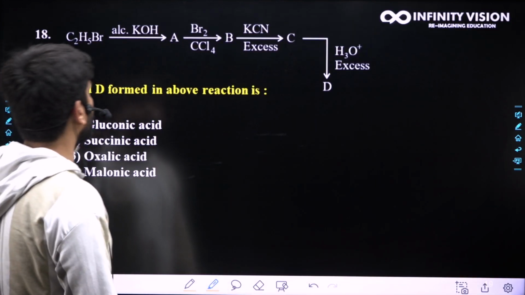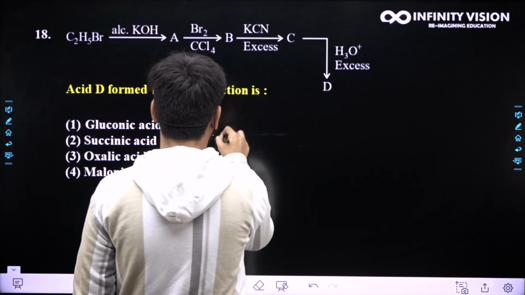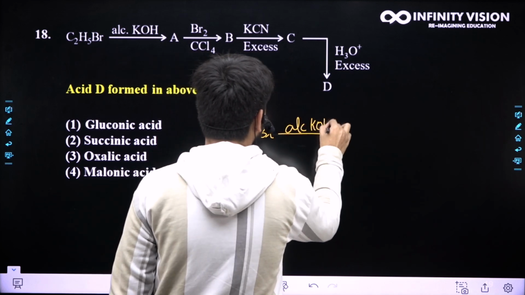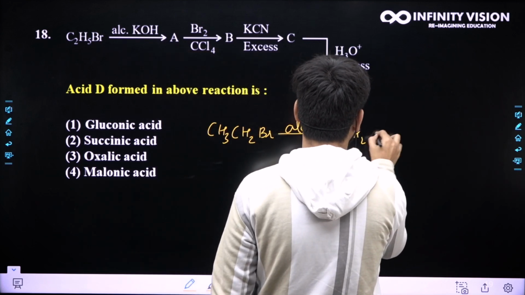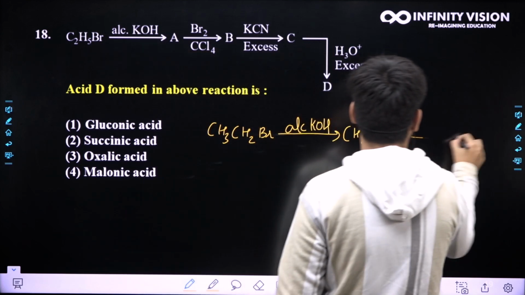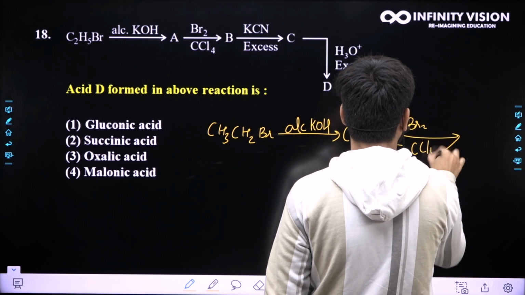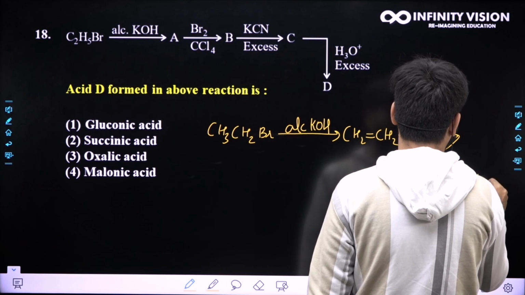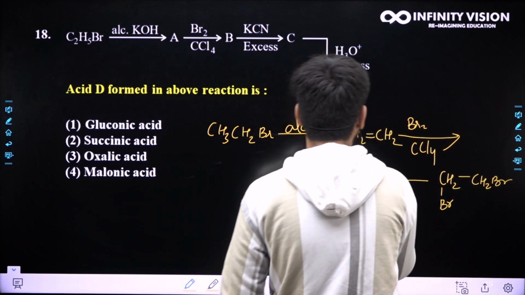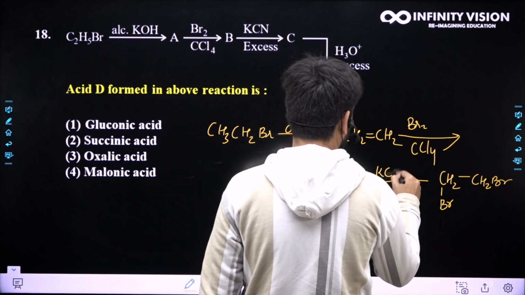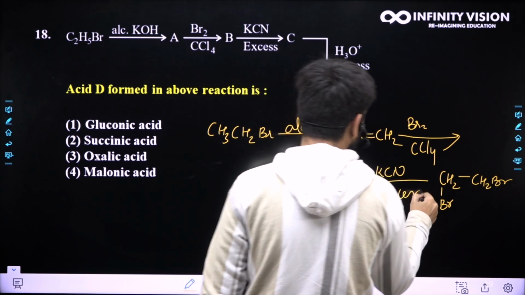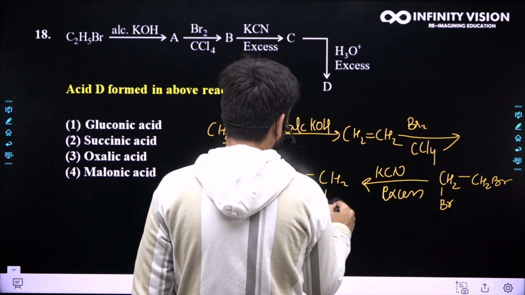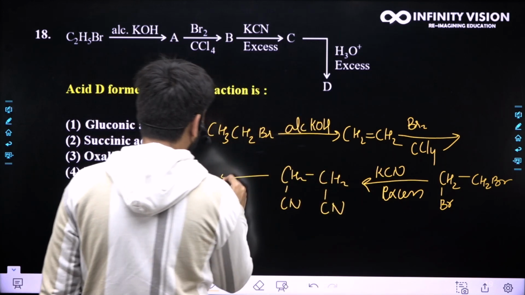Let us see this set of reactions. Let us start with the first, ethyl bromide in the presence of alcoholic KOH. E2 elimination. What we end up getting is alkene. Then we have addition of bromine, right? We will get vicinal dibromide. Then it is your excess of KCN. So substitution reaction, Br negative will be replaced by CN negative, yes. And finally we have hydrolysis, and it is excess.